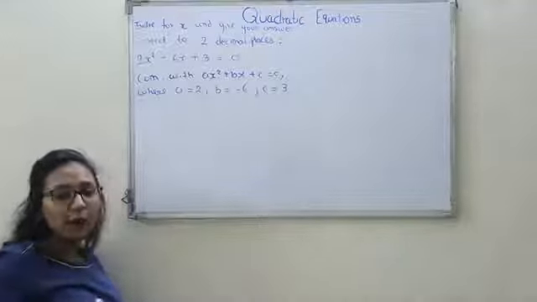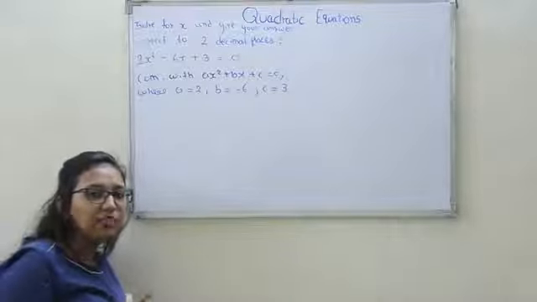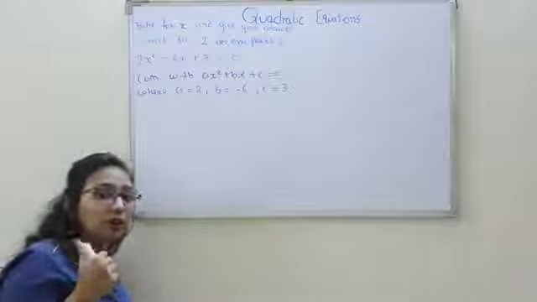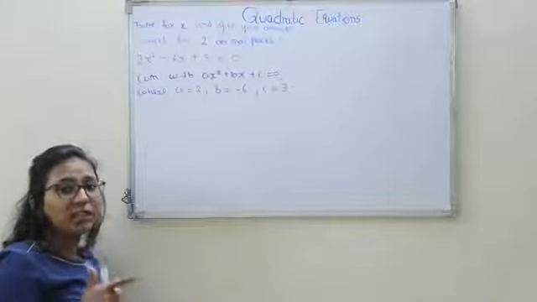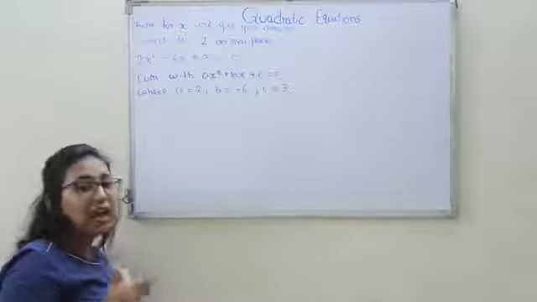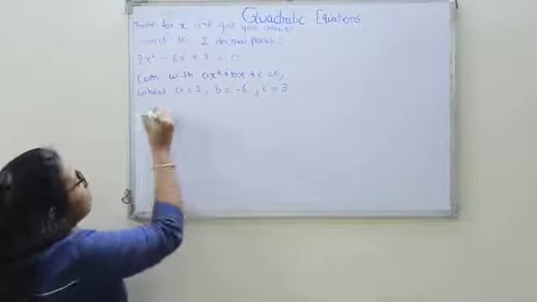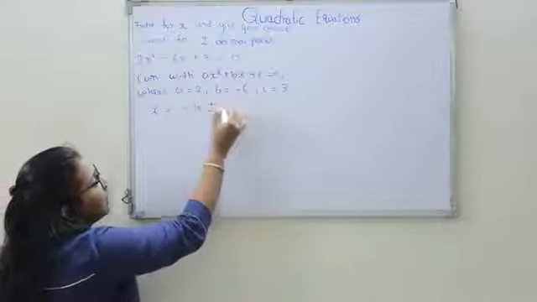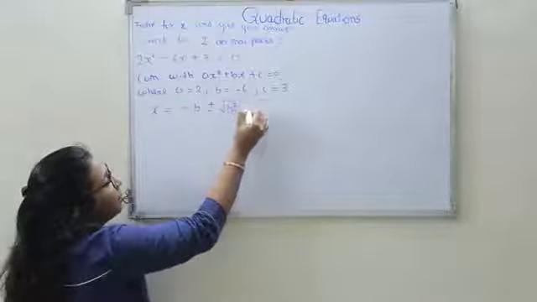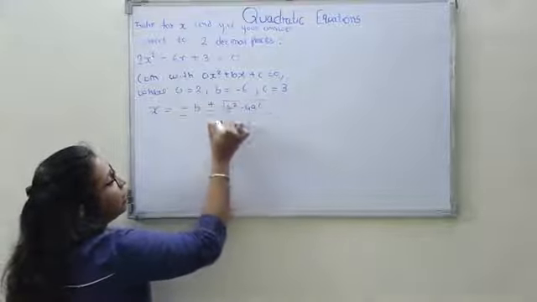In the third step, apply the formula. I repeat, the first step, you have to convert the question in standard form. Second, you have to write the value of a, b, c, and third, apply the formula. As I told you, you have to learn the formula by heart. x is equal to -b plus minus root b square minus 4ac, the whole upon 2a.